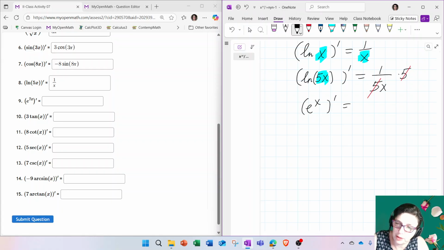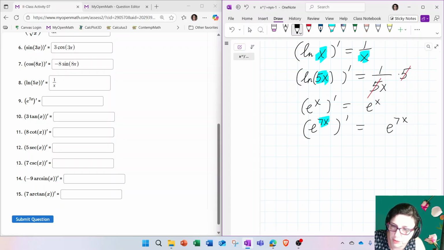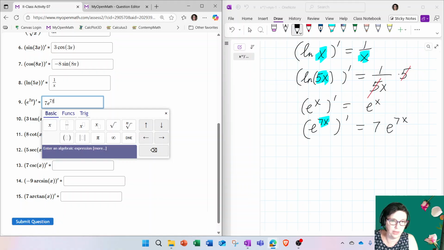Well, you should remember that e to the x is one of those things that do not change. So it just keeps staying e to the x. Okay, but what about if it's e to the 7x? What do I do with that? Well, again, it's the same thing as with the sine and cosine and everything. You pretend like this is your x. So e to the something is e to the something, but the derivative of the something should still be there. So that's going to be 7, and that's going to be in the front. So that's 7 e to the 7x.